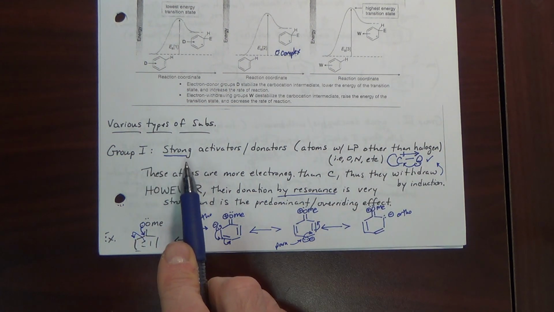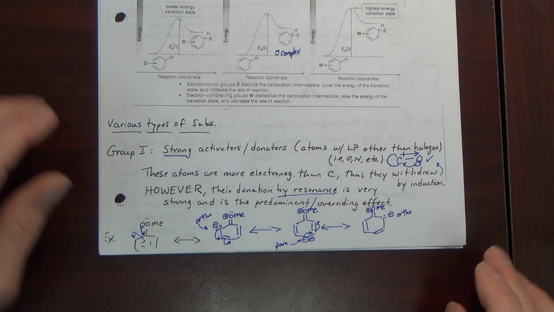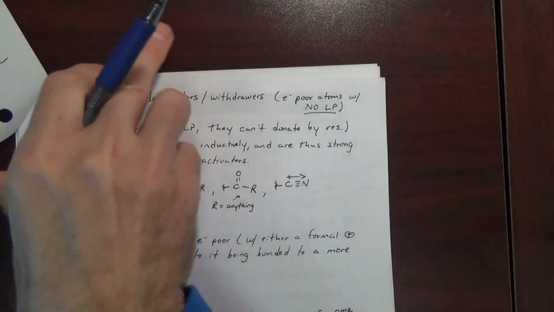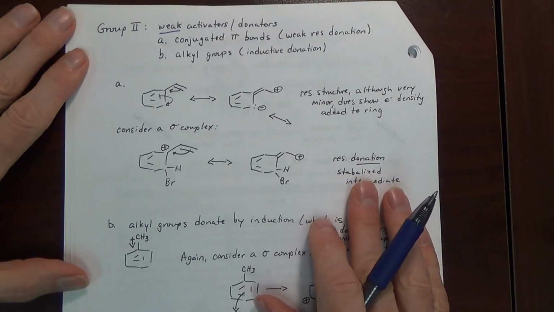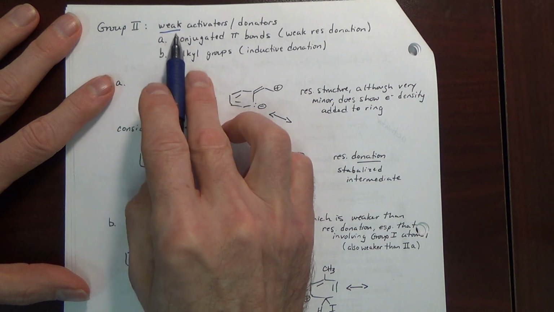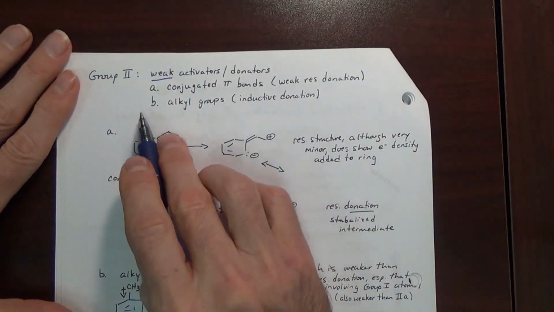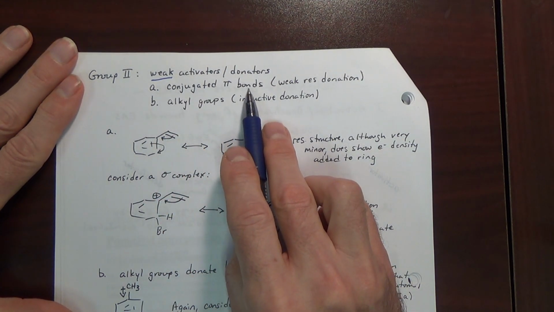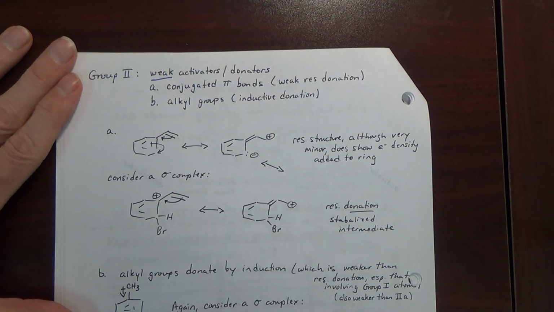Basically, in summary, group 1 are atoms with a lone pair, but not halogen. We will sum this up once we go through the different groups. Group 2 is also an activating group, but it's a weak activator. It's not as strong as group 1. There are two types of subgroups here: conjugated pi bonds and alkyl groups.